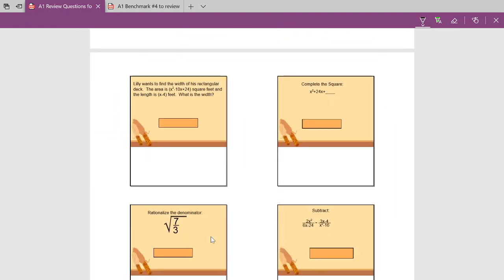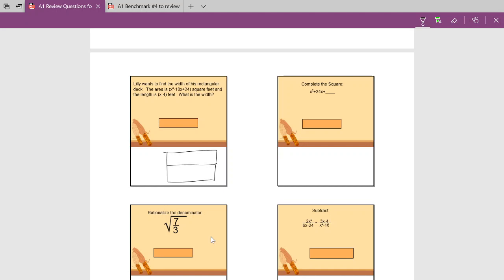Lily wants to find the width of his rectangular deck. The area is x squared minus 10x plus 24 square feet, and the length is x minus 4 feet. And so what is the width? Well, there's tons of different ways to go about this. You could definitely factor this pretty easily, and I would encourage you to do that. If though this is one that is a bit harder to do, I would use some type of dividing polynomials method like our box method that we've seen before.